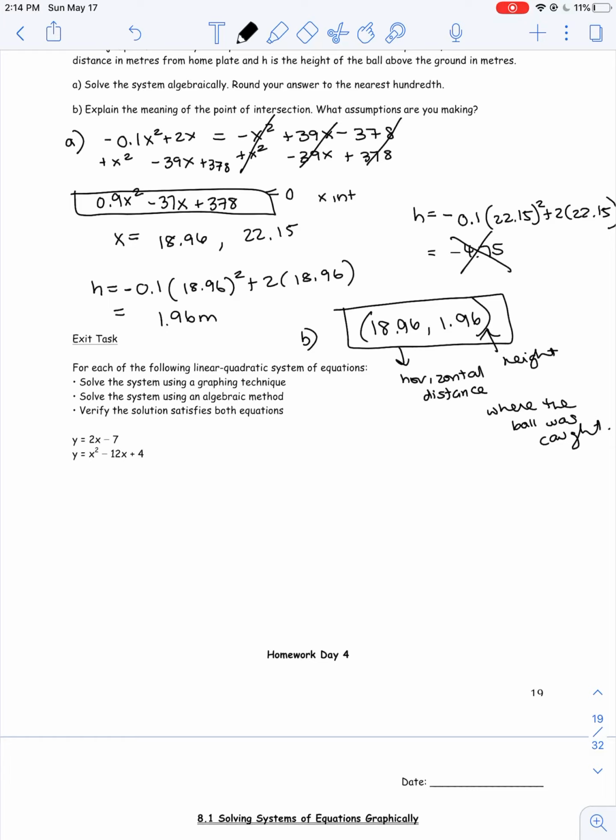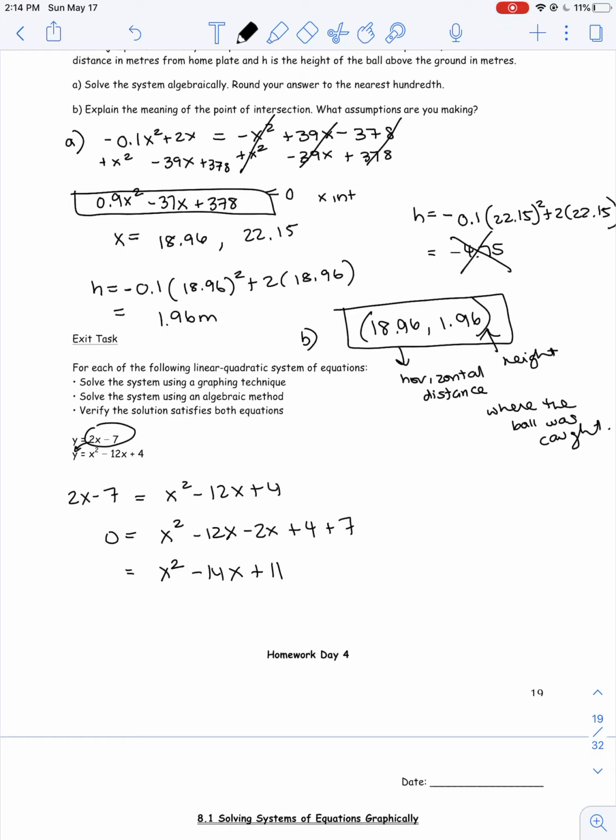Okay, in this last exit task question, we're going to solve this using an algebraic method. We can do substitution again: 2x minus 7 equals x squared minus 12x plus 4. So we're taking this and putting it into the spot of y. Move everything to the right side. I'm always picking the side where x squared is positive. So it's going to be negative 12x minus 2x, and then we have plus 4 plus 7. That's going to be x squared minus 14x, and then 7 plus 4 is plus 11.